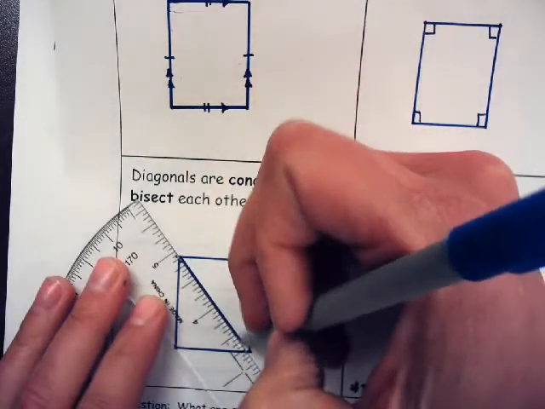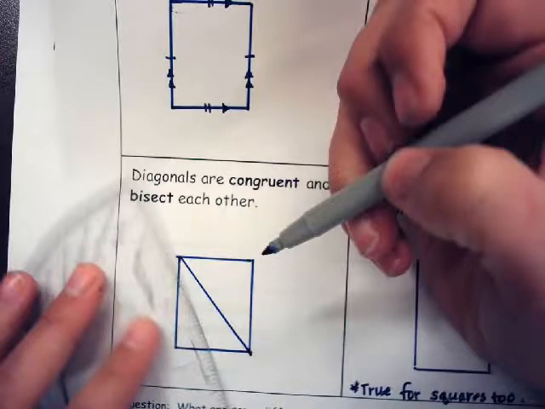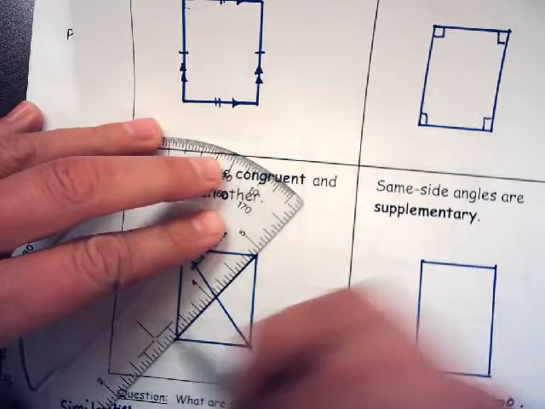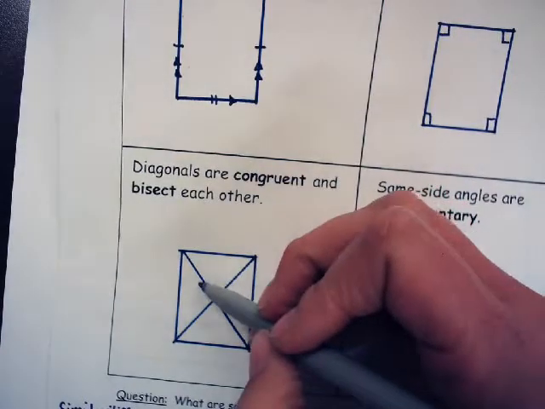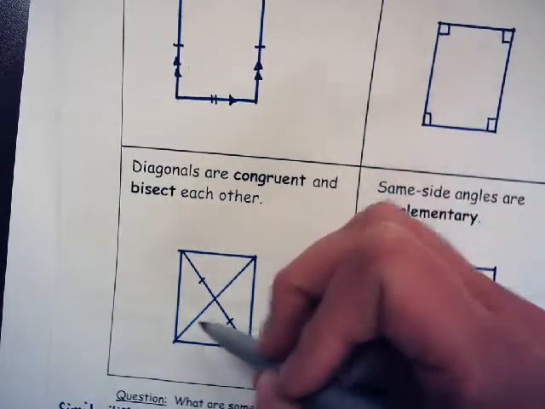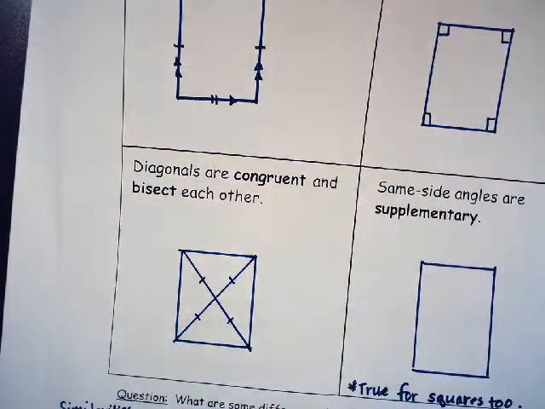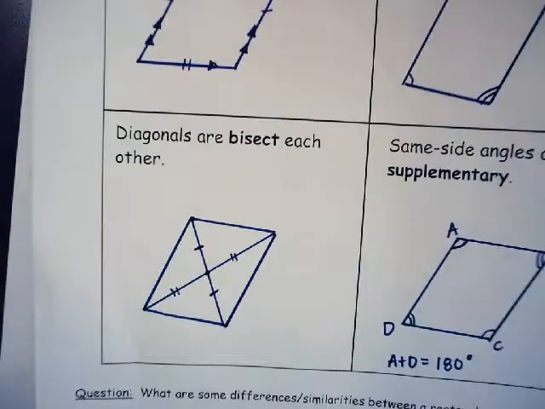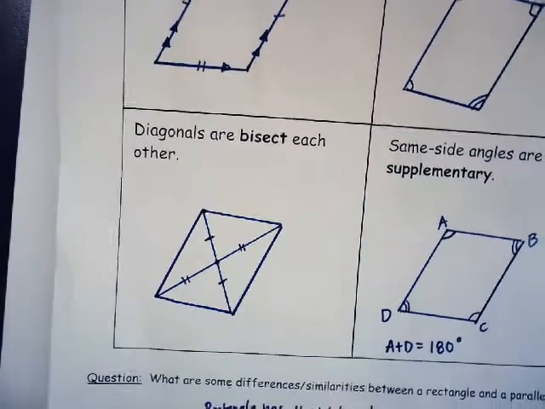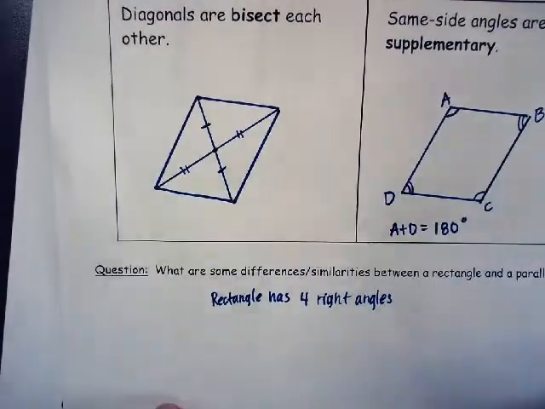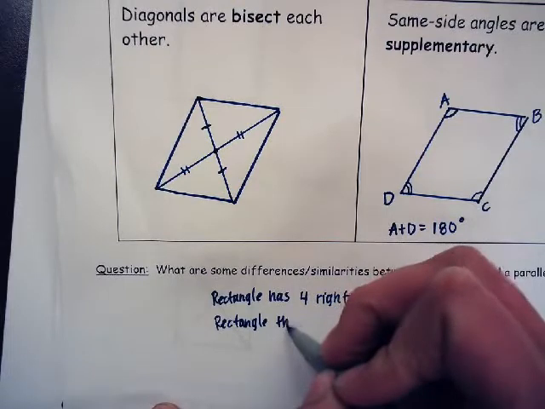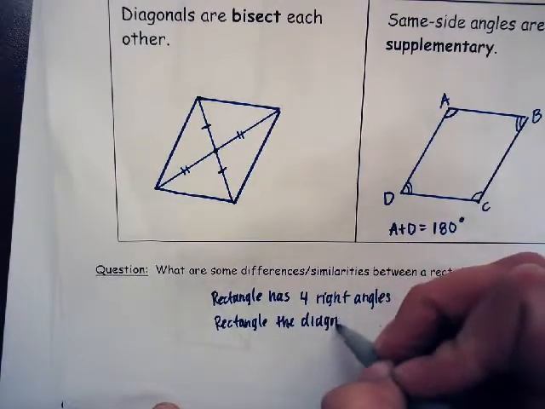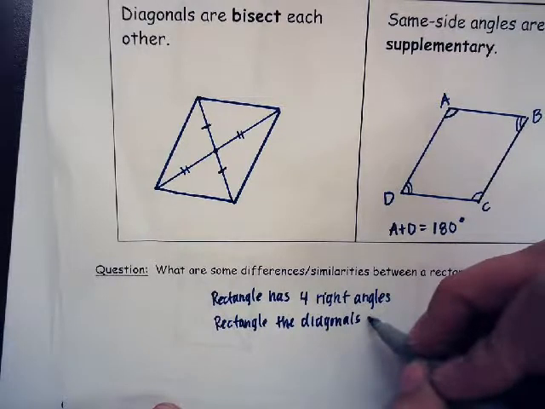So if I draw a diagonal there, and I draw a diagonal there, in a rectangle, the diagonals are actually congruent and they bisect each other. So this is congruent to this, and this is congruent to this. So I just found another difference. On a parallelogram, the diagonals just bisected each other. But with a rectangle, the diagonals are congruent.